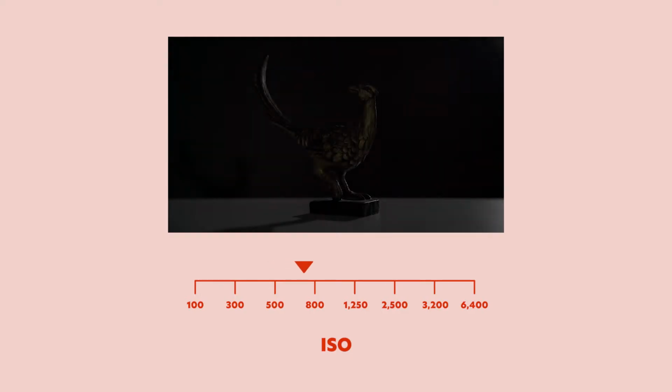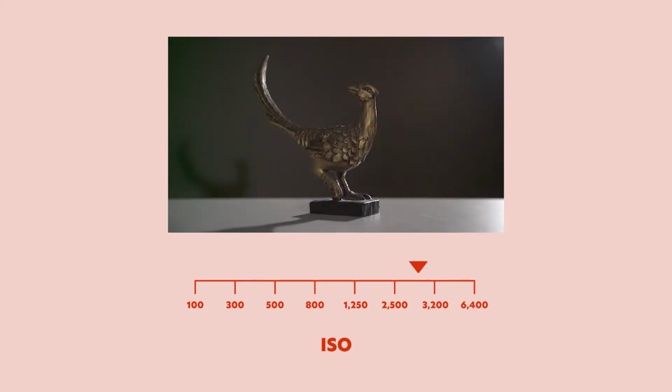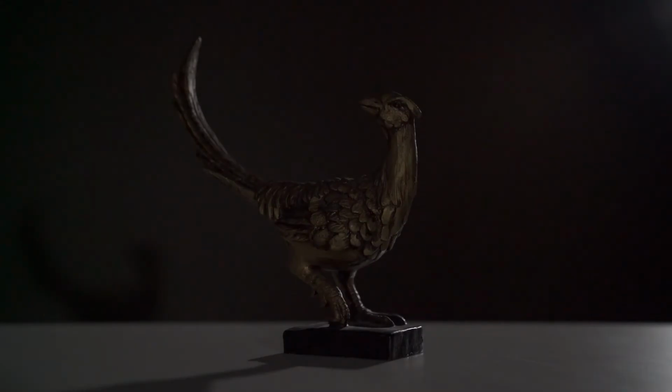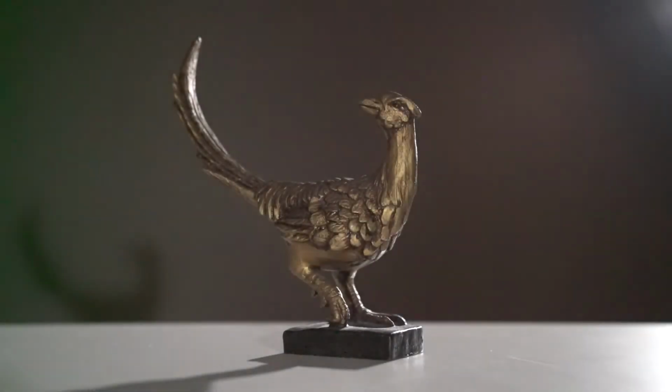Factor number 3 in controlling exposure is ISO. So ISO measures how sensitive your camera is to light. So when the ISO is high, the camera is going to be super sensitive to light and it's going to suck up as much light in the scene as it can and translate that light into the pixels on your video footage.